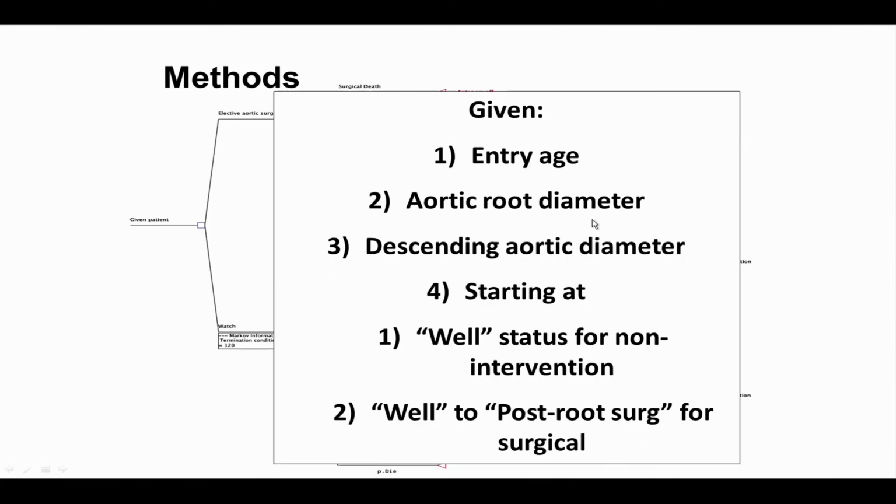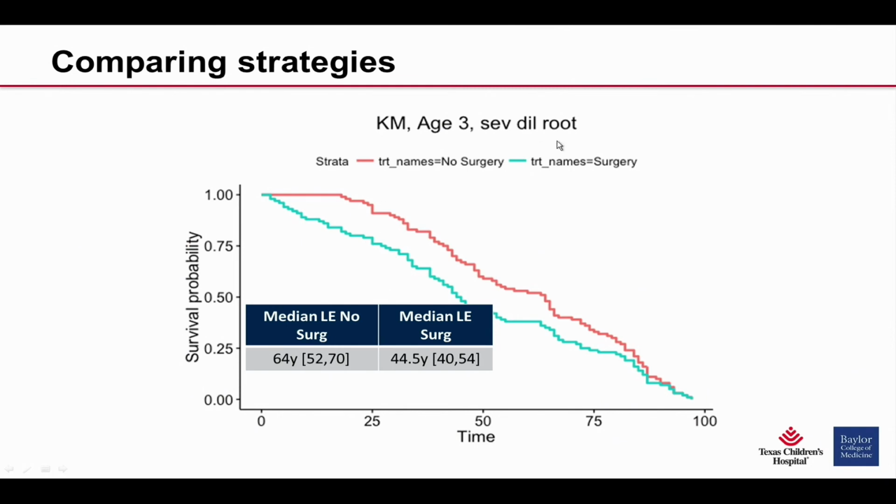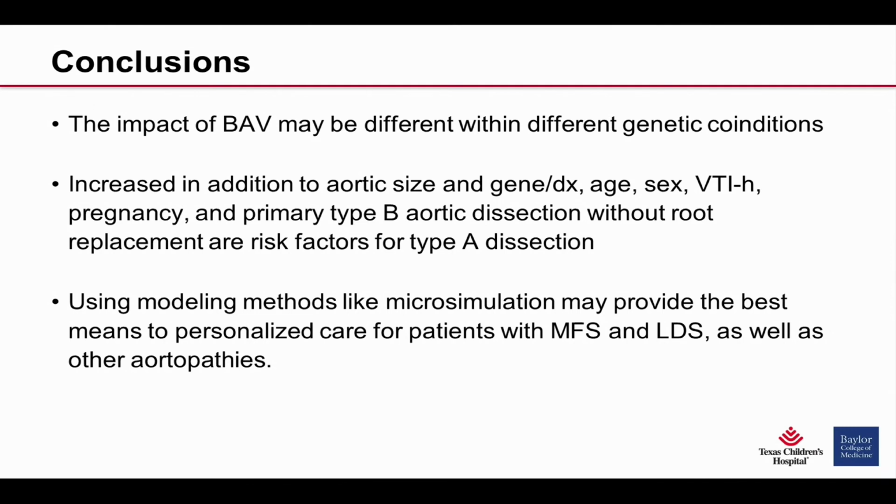This is just showing how we're doing our model, to computer model these events so we can predict what we would do if we did surgery, what we would do if we had no surgery. So this patient would be a 3-year-old with severe root dilation. And putting in a model, surgery would actually have worse mortality. So basically, in summary, the impact of BAV may be different with different conditions. Vertebral artery tortuosity and aortic tortuosity are probably really important, and using modeling methods like microsimulation is where we need to go rather than just using gut, so we can get better evidence to treat these patients on a precision level. Thanks.